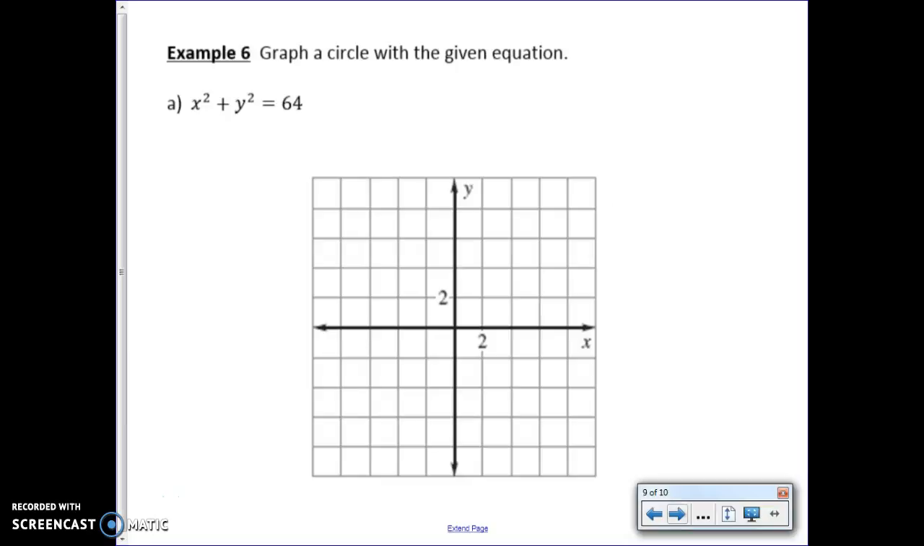Okay, then graph a circle with the given equation. So we have x squared plus y squared, so since we're not moving off the center, there's the center, equals 64. So that tells me my radius is 8. So 2, 4, 6, 8. Now, I can travel 8 in every direction. If you have your compass out, you can draw a nice circle here using your compass, and I would prefer you use your compass. I'm going to kind of sketch this out. And so you're going to draw a circle like that on your graph.